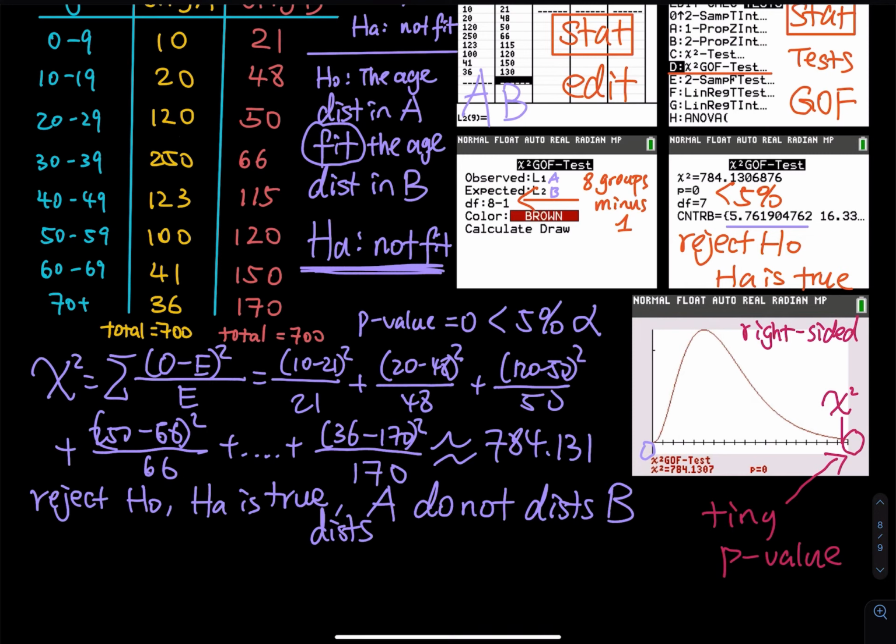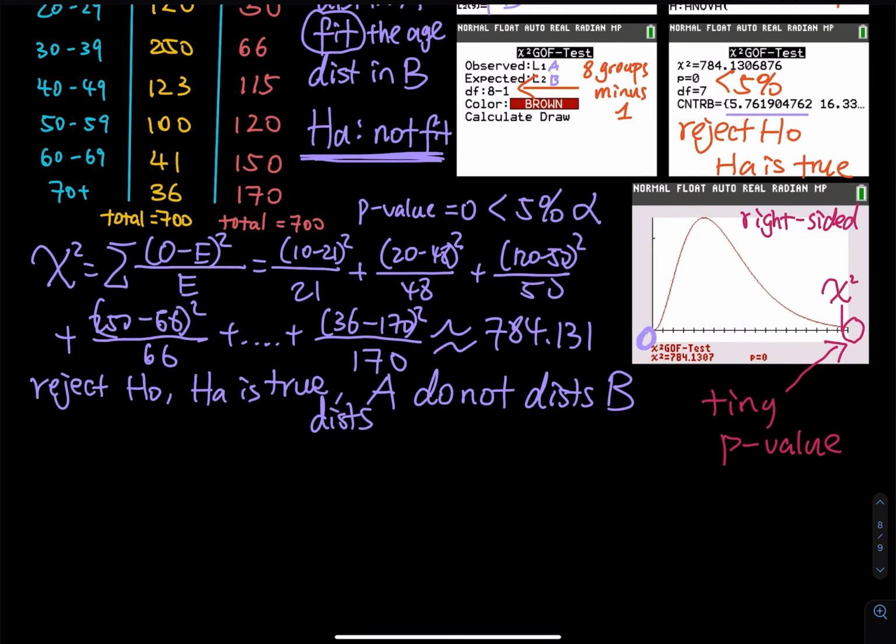Okay, what about the graph? If you click the graph, goodness of fit is right-sided, and then you have the chi-square test statistic, 784. The graph starts at 0 at the origin. So 784 is so far on the right, and since this is right-sided, the p-value on the right side of the cut is extremely small. I would like to give you more discussion on this.